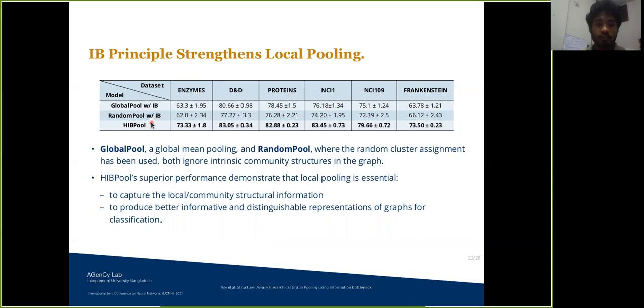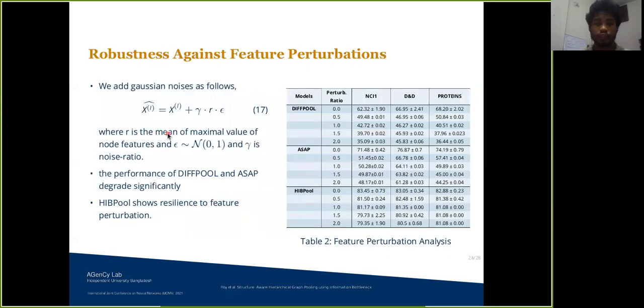In this experiment, we can see that DiffPool and HIBPool consistently outperform the other two approaches, global pool and random pool, which both ignore the intrinsic community structure in the graph. And the superior performance of HIBPool demonstrates that local pooling is essential to capture the local structural information and to produce better informative and distinguishable representations of graphs for classification.